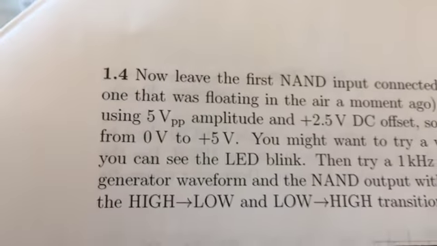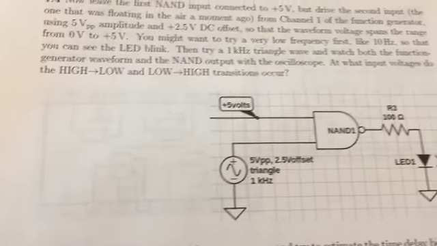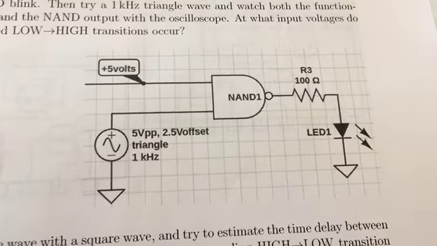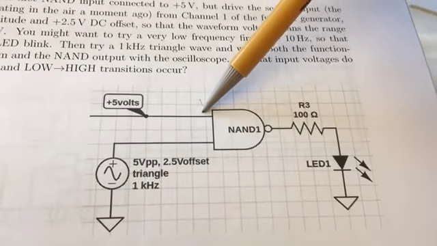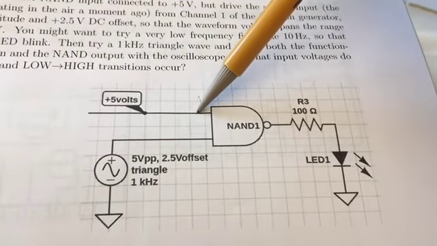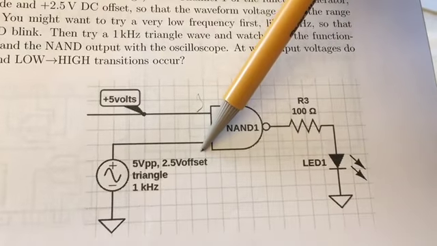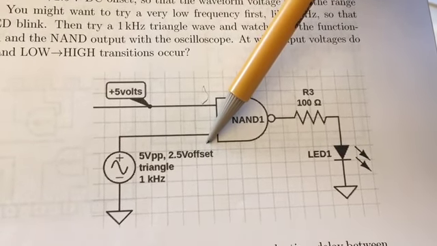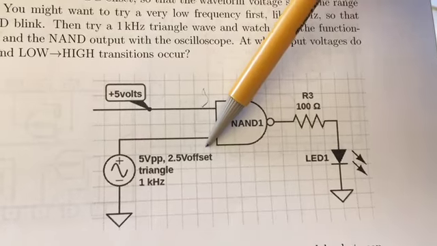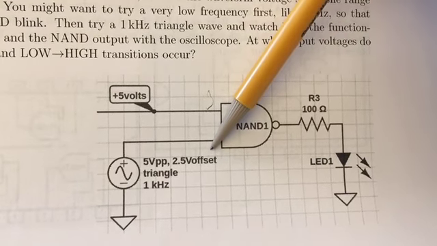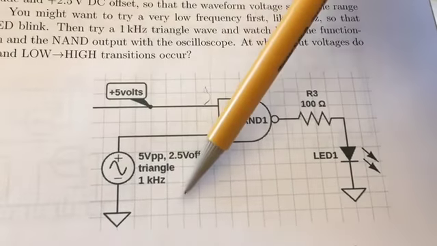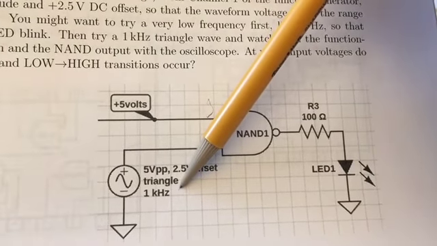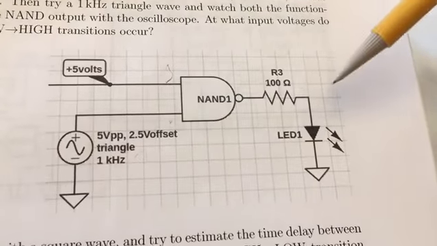Let's now look at part 1.4 of lab 21. One input of our NAND gate is just hardwired to plus 5 volts. The other input is connected to a signal generator, 5 volts peak to peak, 2.5 volt offset triangle wave. So it's going back and forth between 0 volts and 5 volts. This says a kilohertz, but I'm starting off at a hertz so you can see directly with your eye.